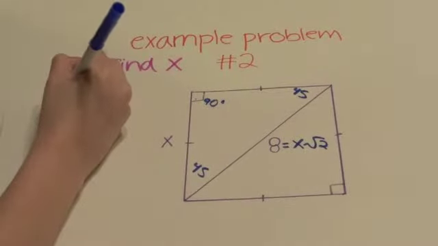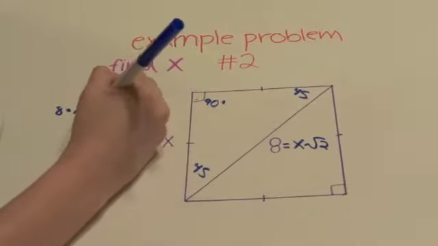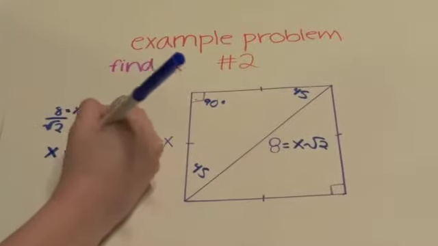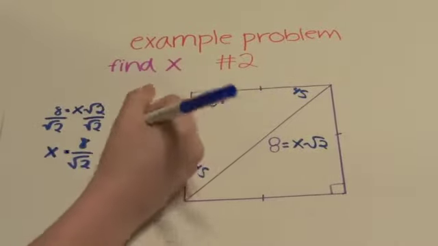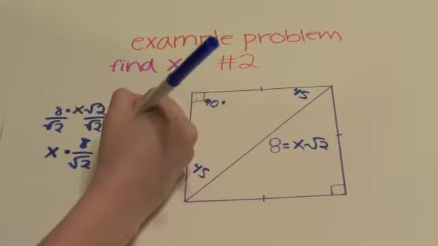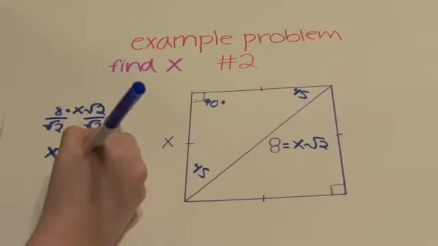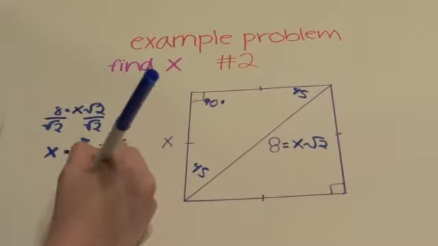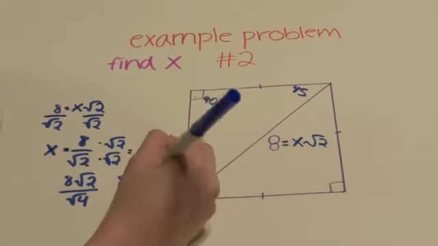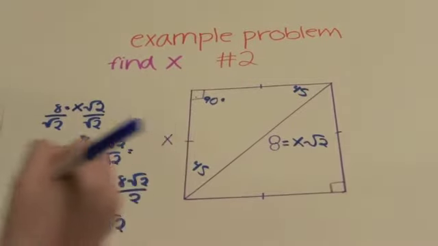So you would do 8 equals x root 2. And to find x, you would have to divide 8 by root 2. And that will leave you with 8 over root 2. To get the answer of x, you have to multiply each side of the fraction by root 2. And that will get you 8 root 2 divided by root 4. And this root 4 would simplify to 2. And then you would divide 8 by 2 to get 4 root 2, and that is x.